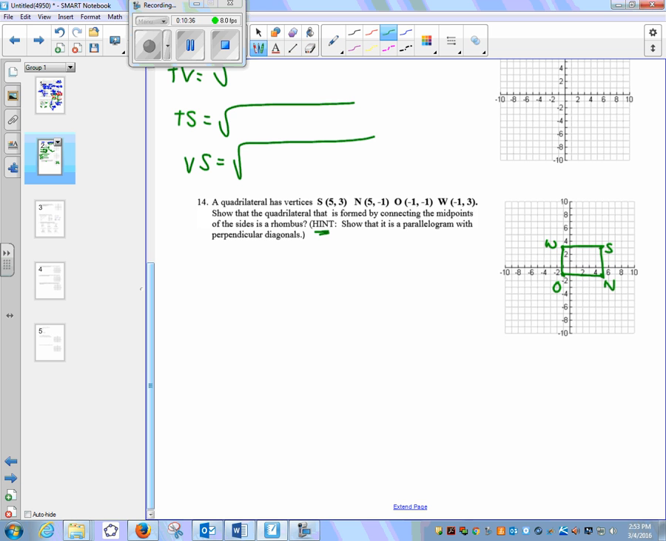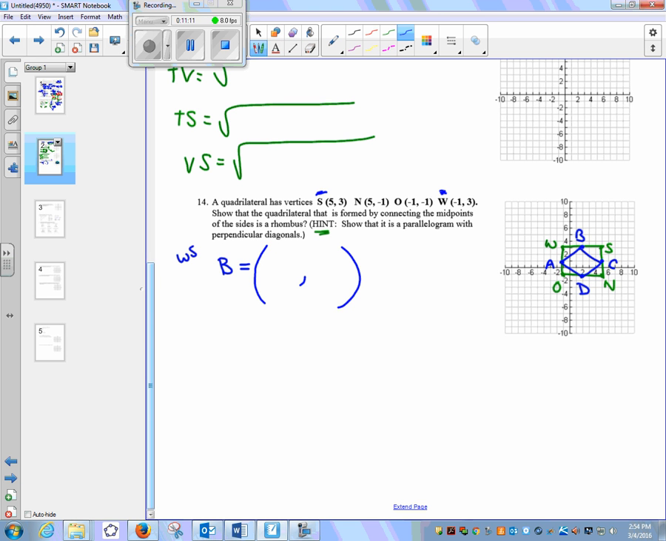To connect the midpoints, we're going to need the midpoint formula first, because that's what this says, what is formed by connecting the midpoints. I'm going to call this A, B, C, D. So here we would use the midpoint formula to find point B, which is the midpoint of WS, right? So we're going to use the points from W and S.